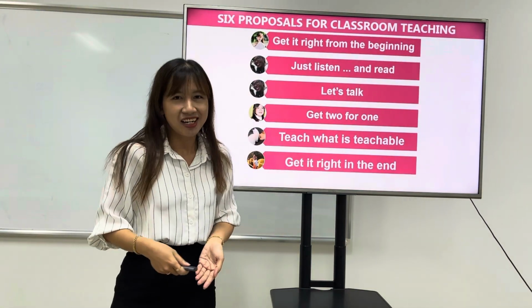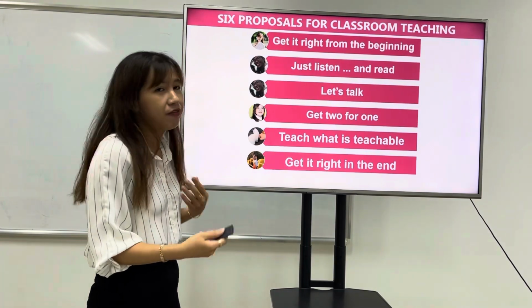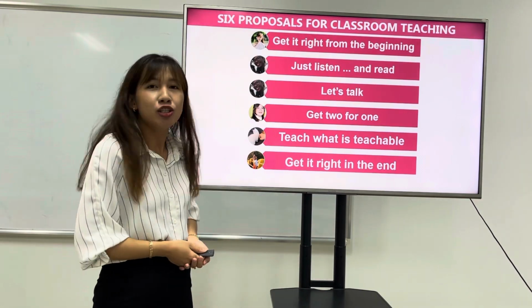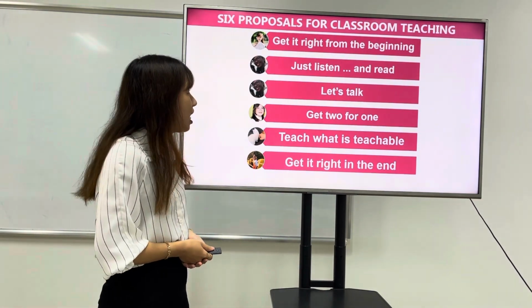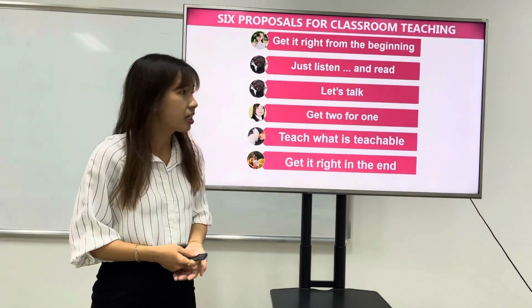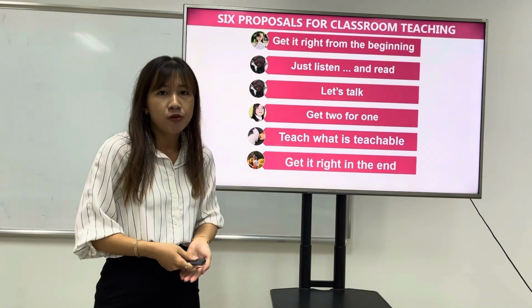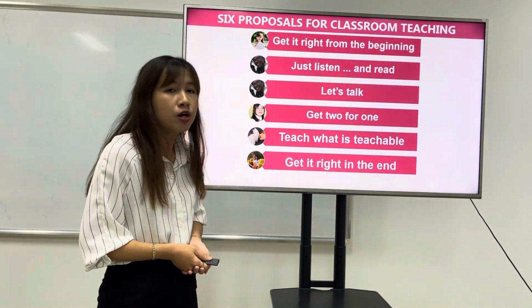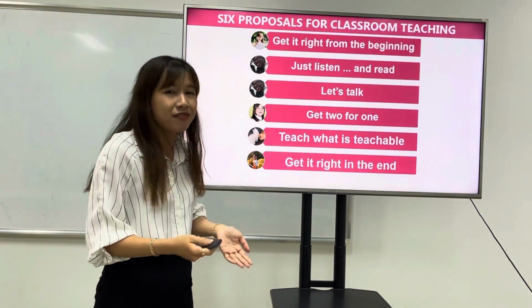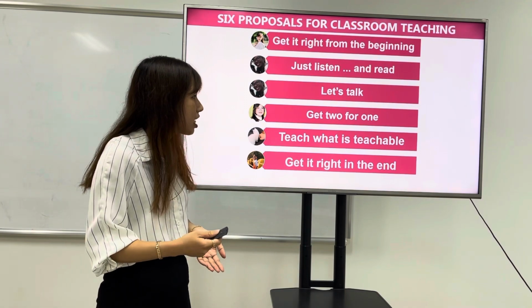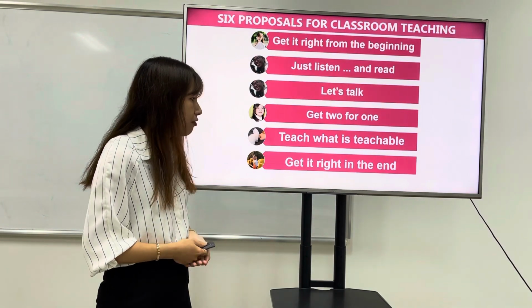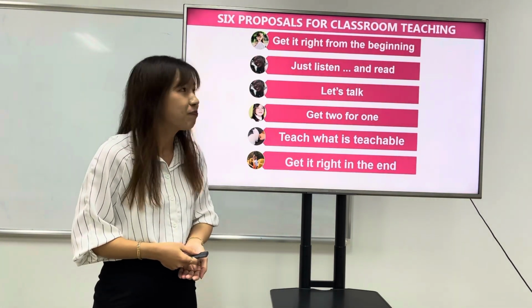The first presenter, me, Quý Anh, will present the first proposal, Get it right from the beginning. Next, Mr. Anh Tú will be in charge of presenting the second and third proposals, Just listen and read and Let's talk. Next, Miss Jun will talk about the fourth proposal, Get 2 for 1. Then Miss V will talk about the What is teachable proposal. And the last one, Mr. Nam, will talk about the final proposal, Get it right in the end.